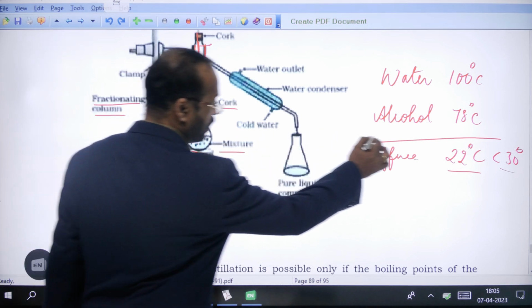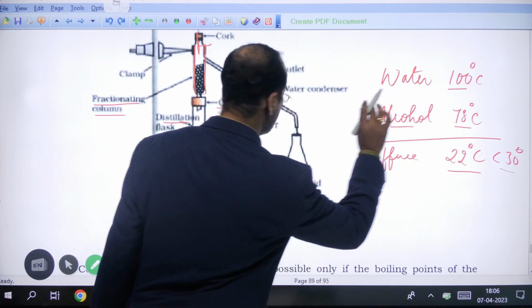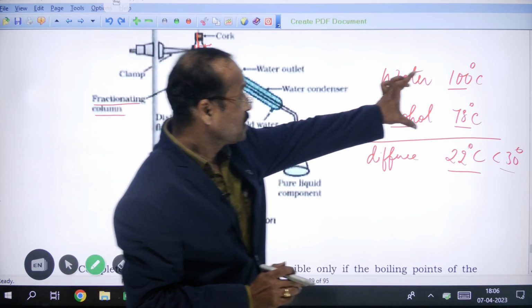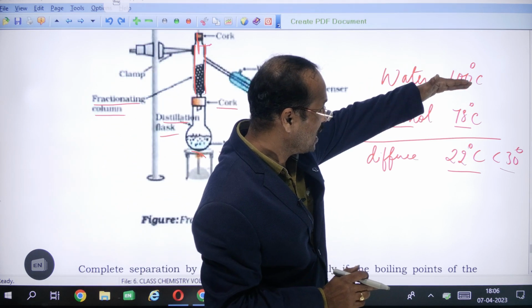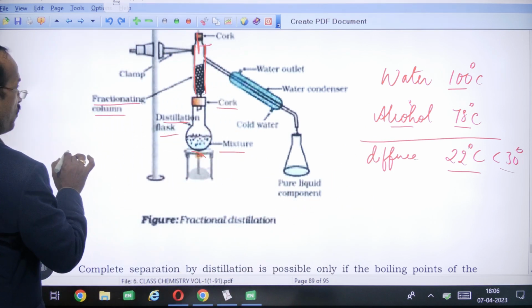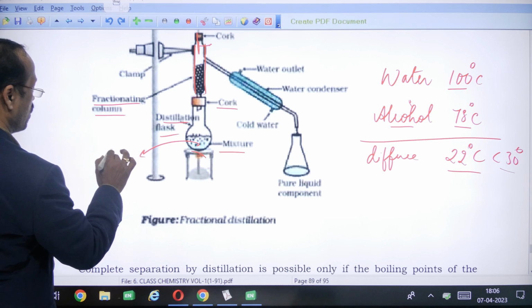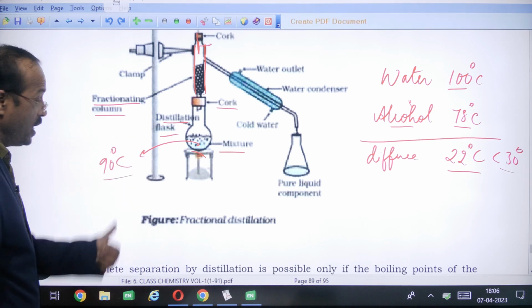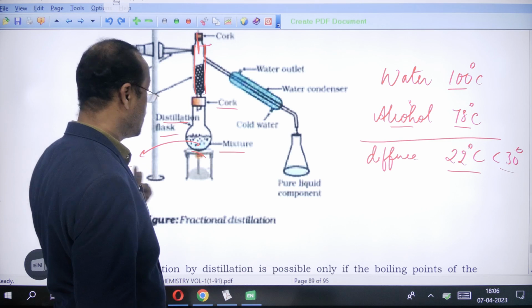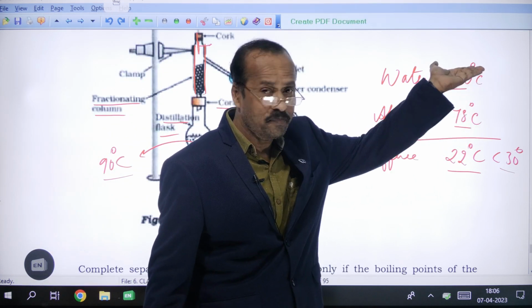Now on heating, out of two liquids, the alcohol boiling point is what? 78, water is what? 100 degrees. So, what temperature do we need to maintain here? Between these two, less than 100 and greater than 78. So, approximately we take 85 or 90 degrees Celsius. So, here we can maintain the temperature of 90 degrees Celsius, which is greater than 78.